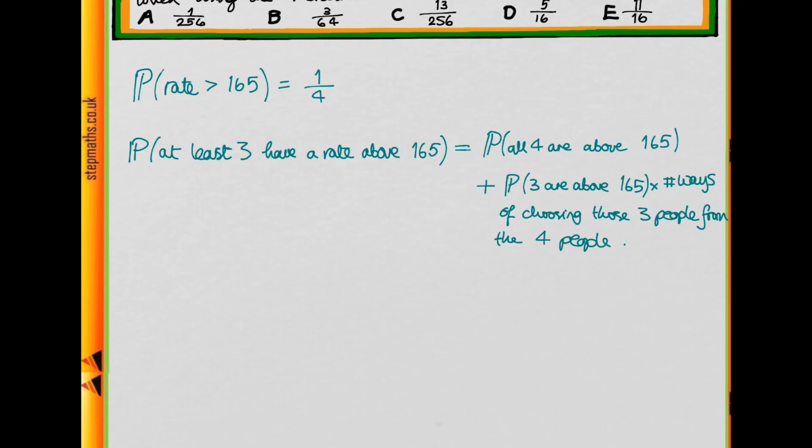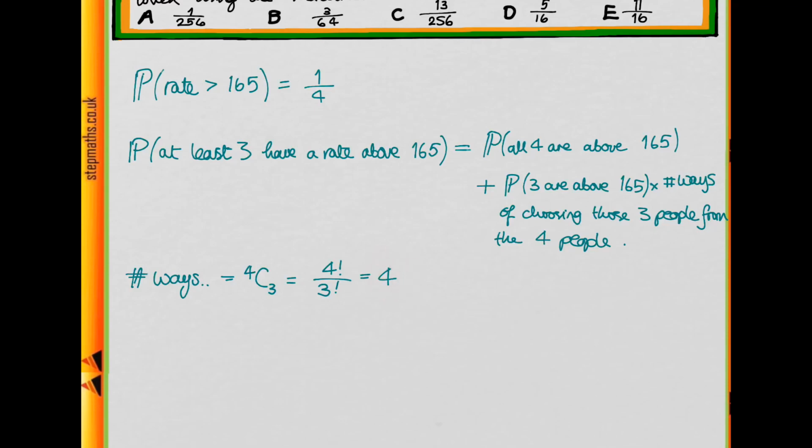So let's first think about the number of ways we could choose the 3 people out of the 4. So this looks like 4 choose 3, which you might have seen this notation before. It's the same as 4 factorial over 3 factorial, which means we're doing 4 times 3 times 2 times 1 divided by 3 times 2 times 1, which is equal to 4.